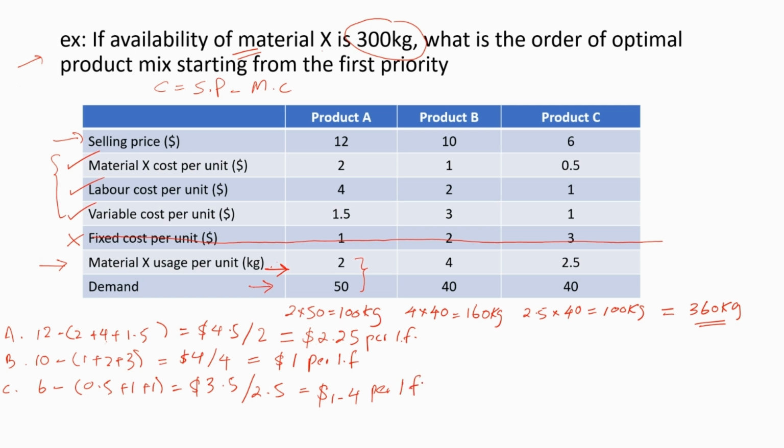Now what we have to do is rank these contributions. The highest contribution per limiting factor is product A. The next highest is product C. And the third highest is product B. So the order of the optimal product mix, starting from the first priority, is product A, product C, product B. This is the answer. I hope now you understand the concept of limiting factor analysis.